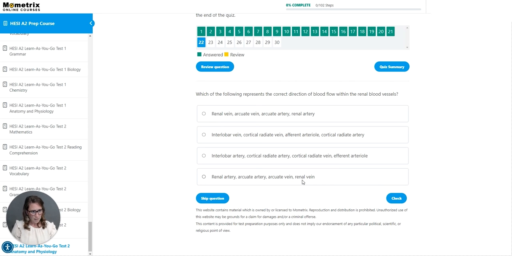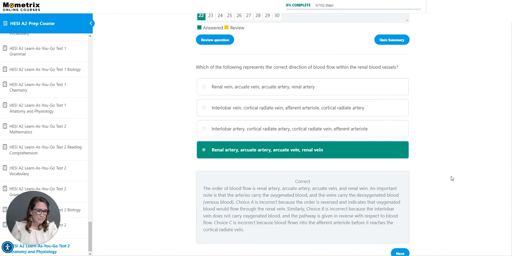So if we're talking about the blood flow coming into the kidney, we know that it has to be arteries if it's coming into the kidney, and therefore we're going to choose our renal artery to our arcuate artery. Then the kidney receives and exchanges the oxygen and carbon dioxide, which then will turn around and go to the arcuate vein, renal vein, and then back to the heart. Let's double check ourselves. Arteries carry that oxygenated blood, as we talked about before, and then the veins carry that deoxygenated blood.